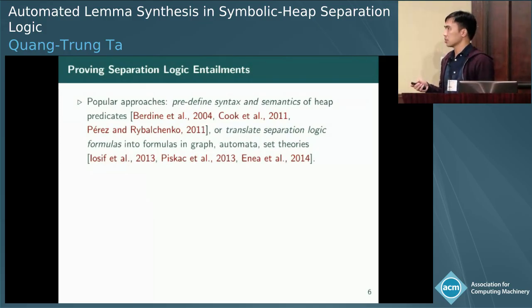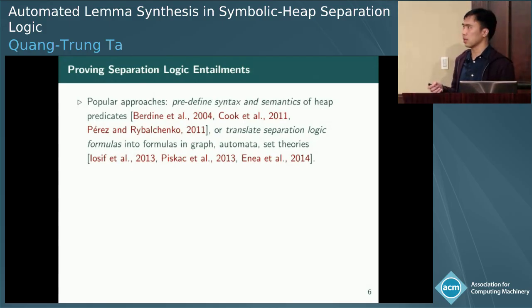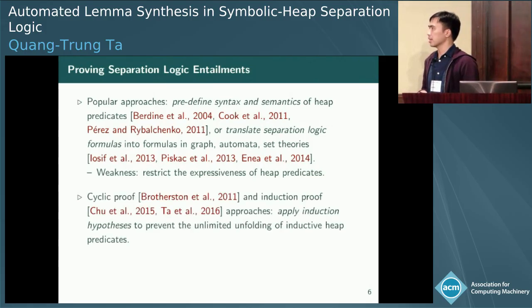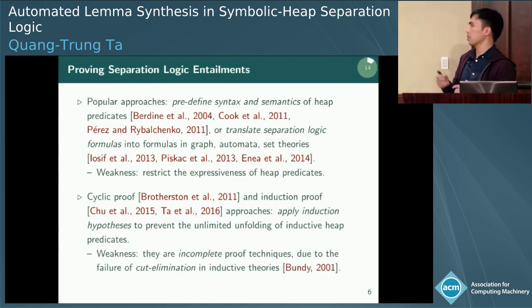There are many approaches to prove separation logic entailments. Some of them predefine the syntax and the semantics of the predicates, or translate the separation logic formula into formulas of other theories like graph, automata, or set theories. But this approach normally restricts the expressiveness of the logics. There are also approaches using cyclic proofs or induction proofs. In these techniques, they can apply the induction hypothesis to prevent the unlimited unfolding of inductive heap predicates. But these approaches are normally incomplete due to the failure of the cut elimination rule in inductive theories.